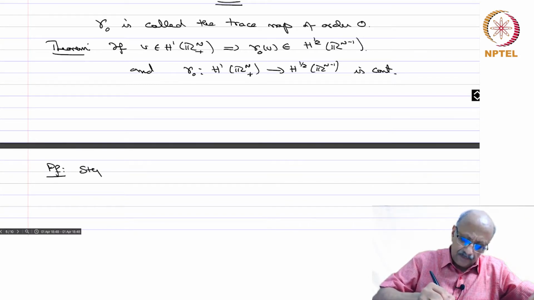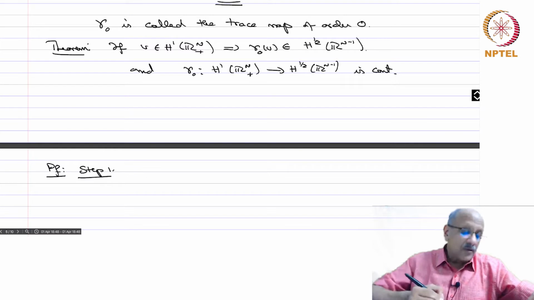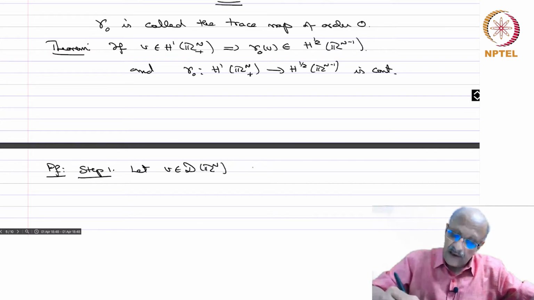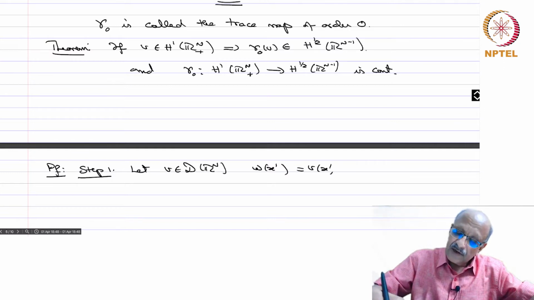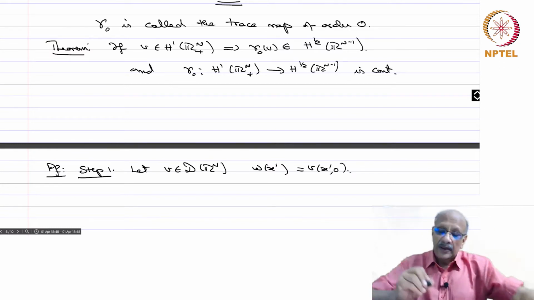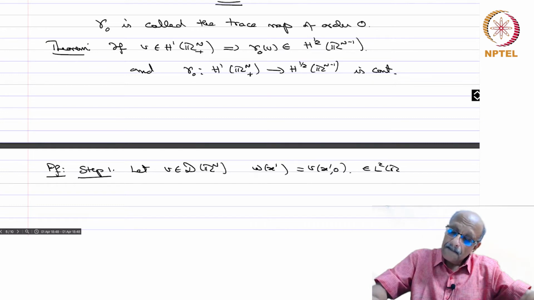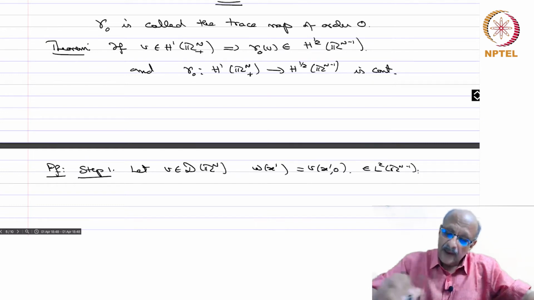Step 1. So let V belong to D of Rn. That's always our starting point, and you say W of x dash is V of x dash 0. Okay, so now it's in L2 of Rn minus 1. Therefore we can apply the Fourier transform to this.